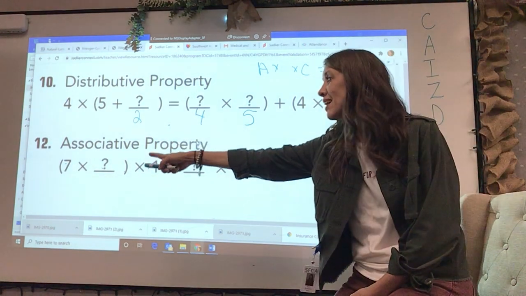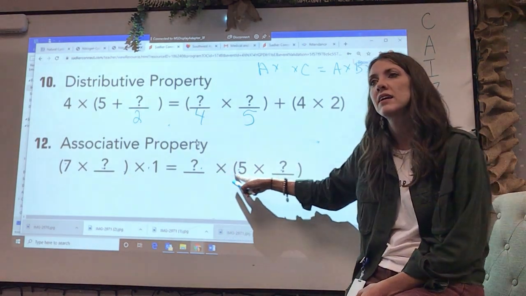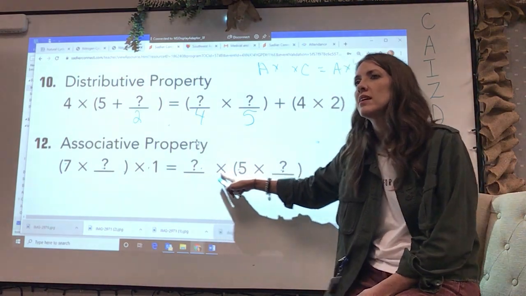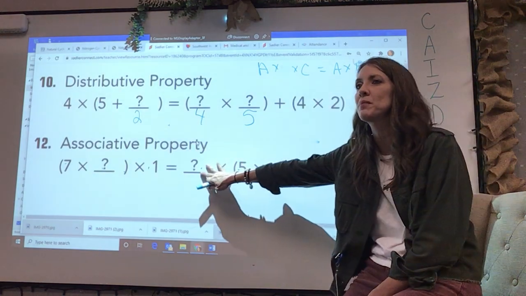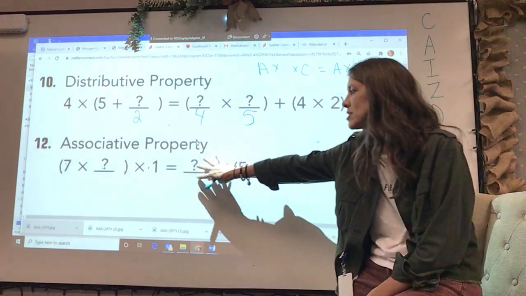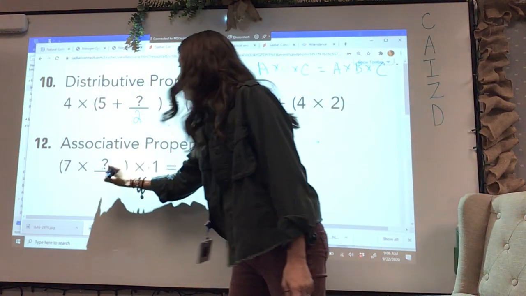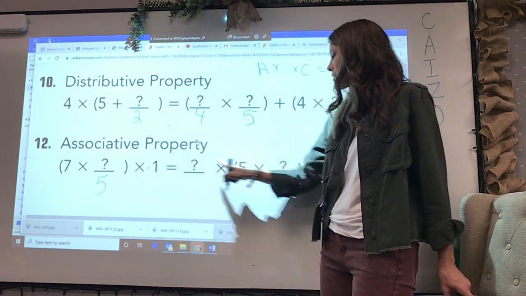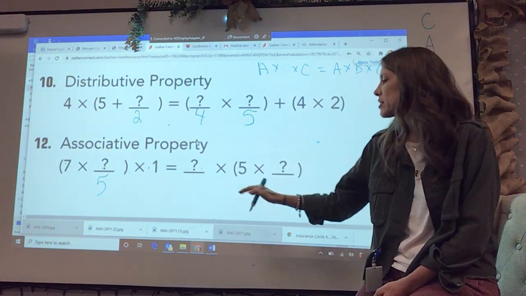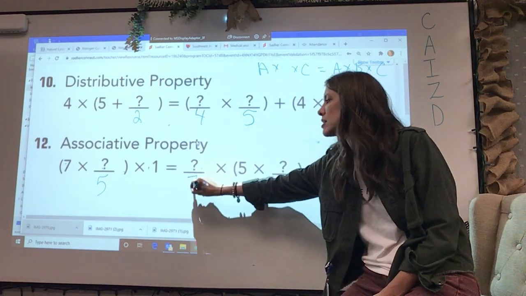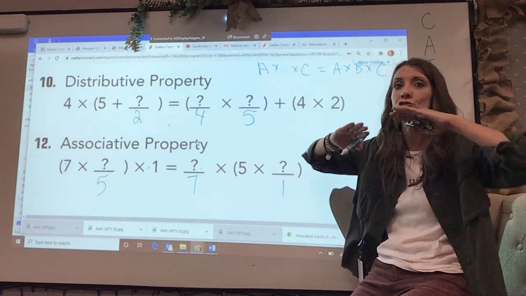So Eli, if you have 7 times something times 1, look over here. What is that something going to be? There's only one number it could be. What's the only number you can pick out? 5. 7 times 5 times 1 equals, now you have to fill in these blanks, but it has to match. Associative property means it matches. You just grouped them differently. So what would this one be? 7. And what would this one be? 1. Yes. So these ones exactly have to match. Associative means they match. You just group them differently.